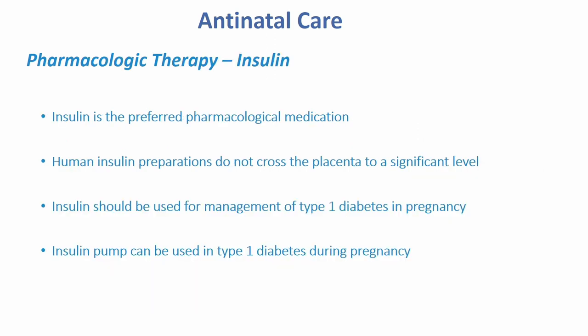Then about pharmacological therapy, insulin is the preferred pharmacological medication at the moment, prescribed by the international guidelines as the first line treatment for these patients. Earlier we were using metformin, but now the current guidelines and the current evidence suggest that insulin is better than metformin. Because of that, international guidelines all suggest to start insulin for the patient if we fail on non-pharmacological measures to control blood sugar.